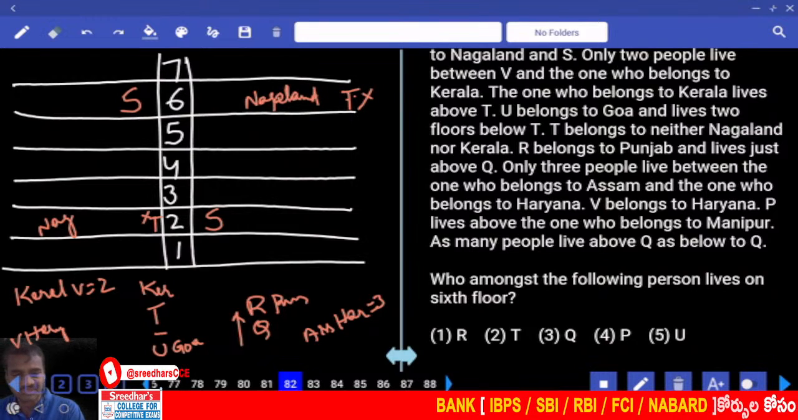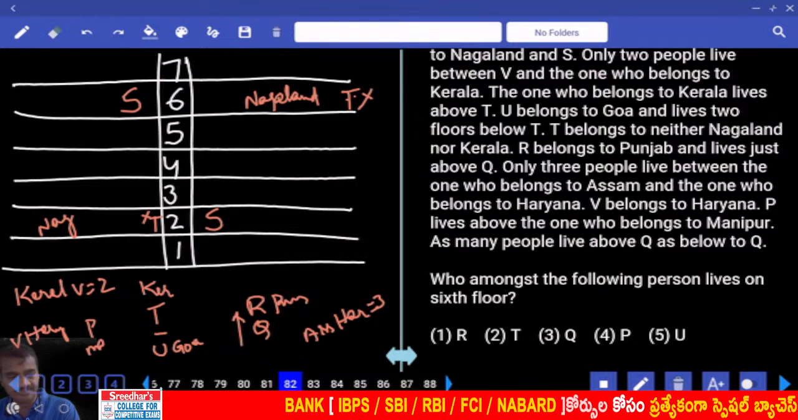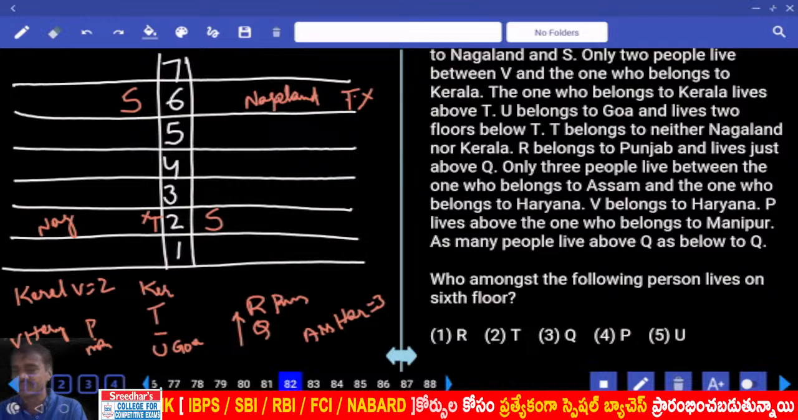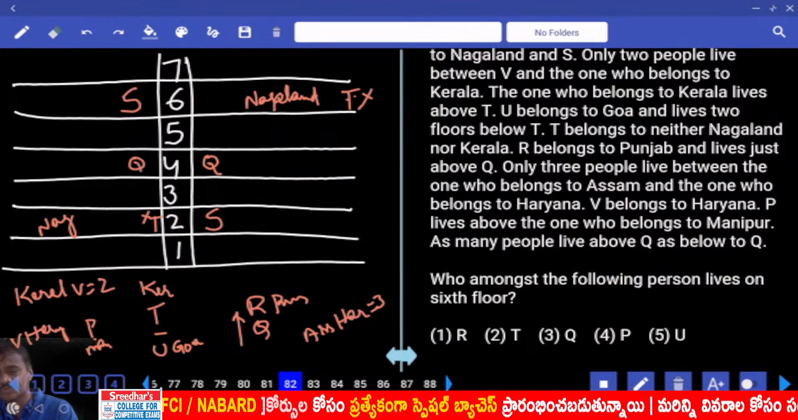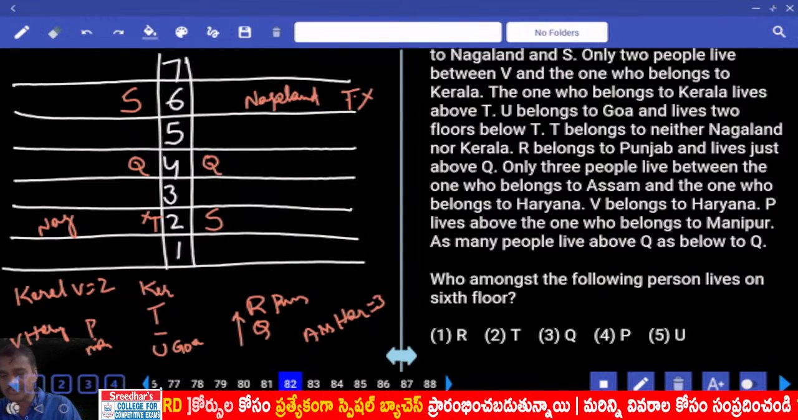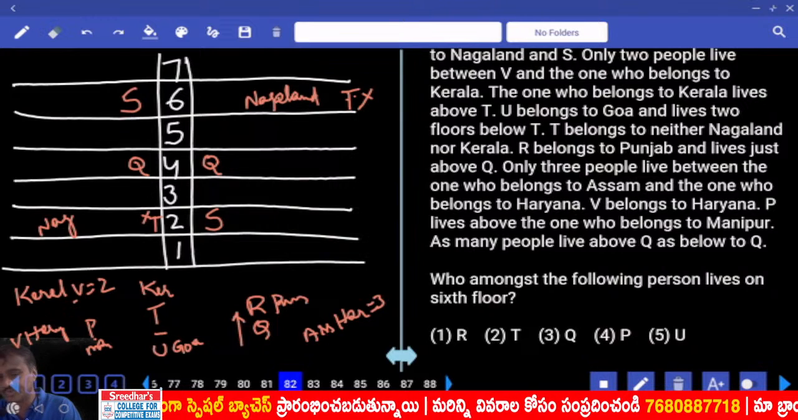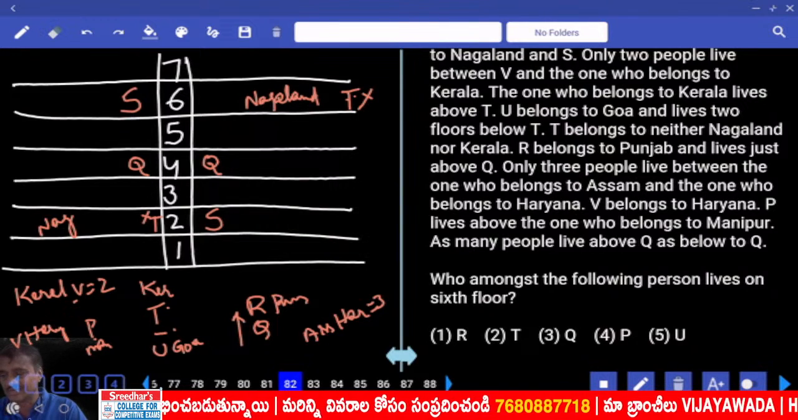The next one: P lives above the one from Manipur. And as many people live above Q as below Q, so Q must be on the 4th floor. As Q is on the 4th floor here, between Kerala and V we need to have exactly 2 people.